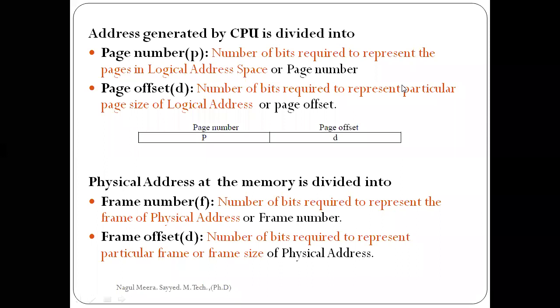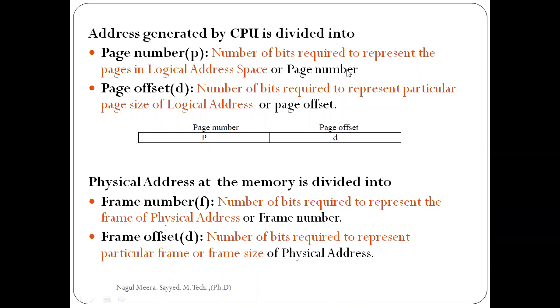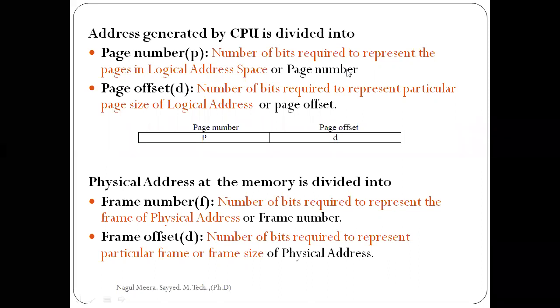At the CPU, the logical address is divided into two parts. What are those? First one is page number, next one is page offset. Page number is nothing but number of the page, page offset is nothing but size of the page. This is about the CPU, nothing but logical address. What about physical address? In the main memory the physical address is generated.